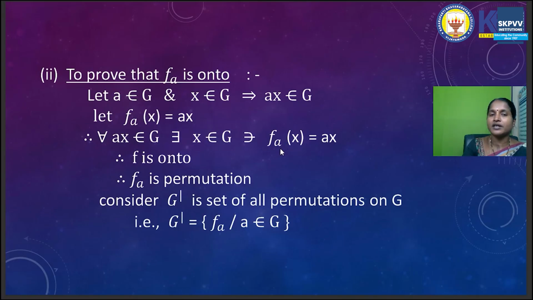Then f_a(x) is equal to ax. So obviously f_a is onto.